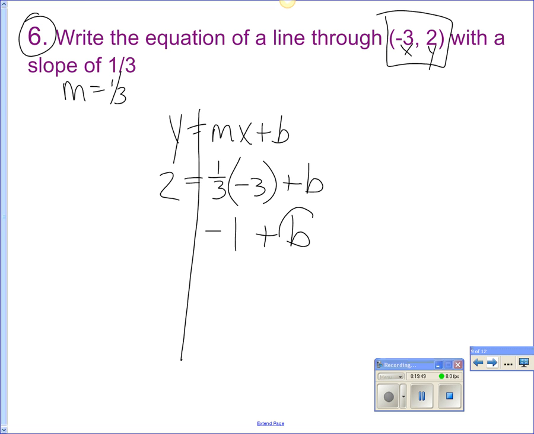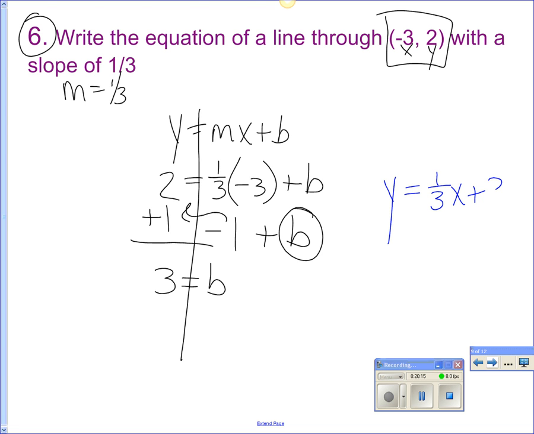Okay, Bishop, we're trying to get B by itself, so what has to move away from B? We have to move this number over here. -1 moves over here and becomes +1. That gives me 3 equals B. All right, Allison, give it a try for the final answer. Excellent. You have to put in your m and b numbers. Okay, y equals 1/3 x plus 3.